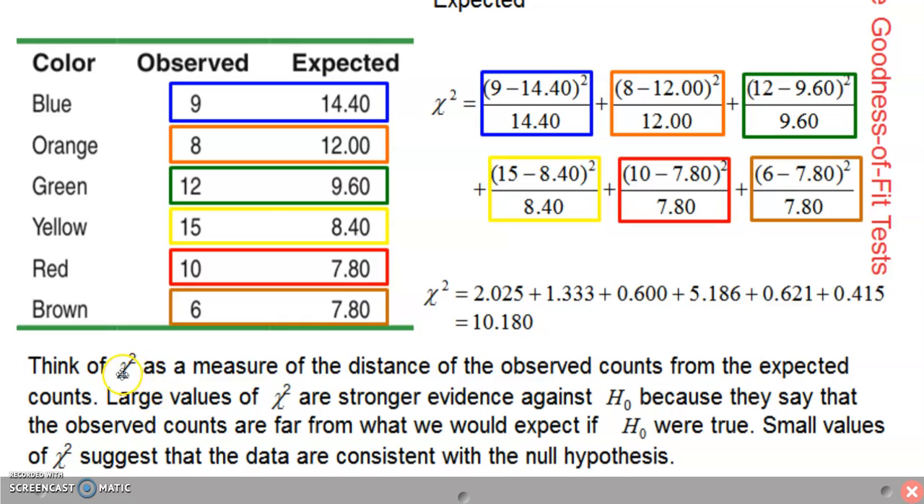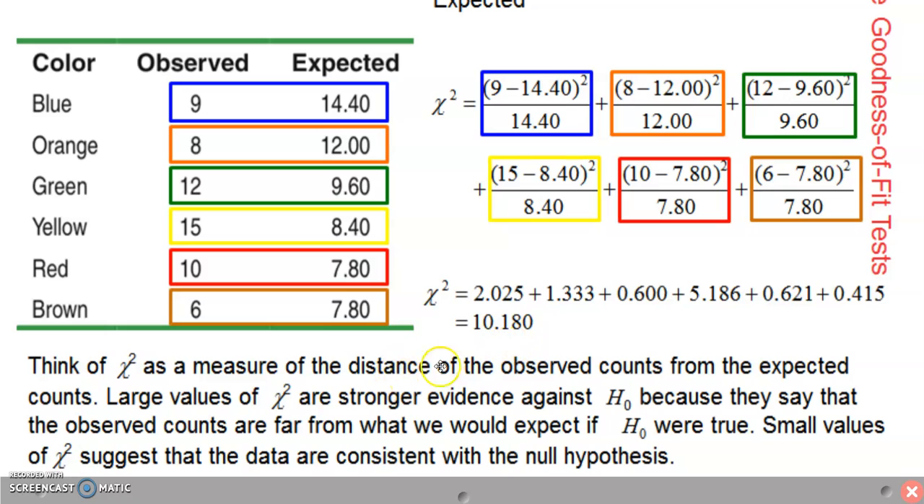This chi-squared value, you can think of it as a measure of the distance of the observed from the expected counts. That's the distance of all 6 combined. Larger values for chi-squared are strong evidence against the null hypothesis, because that would mean the observed counts are far from what we would expect if the null hypothesis were true. Small values for chi-squared suggest that the data is actually consistent with the null hypothesis. Smaller numbers are not surprising if the null hypothesis is true.